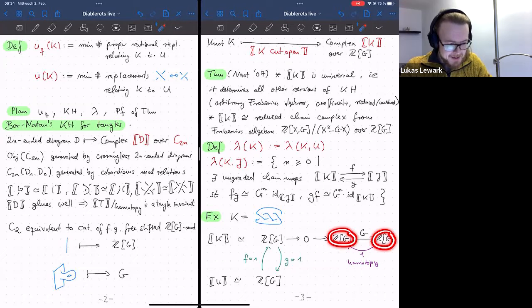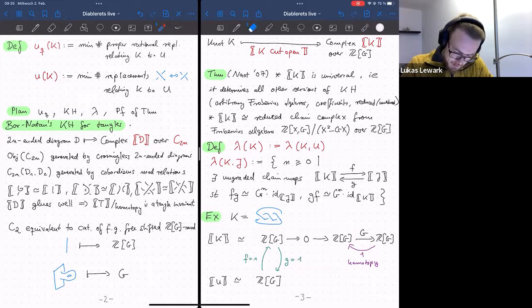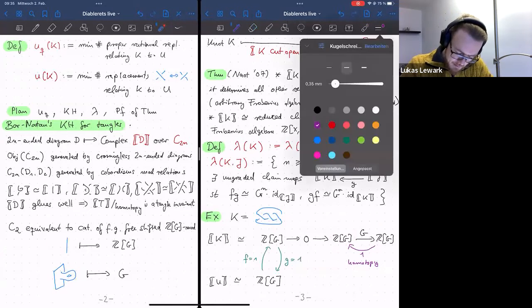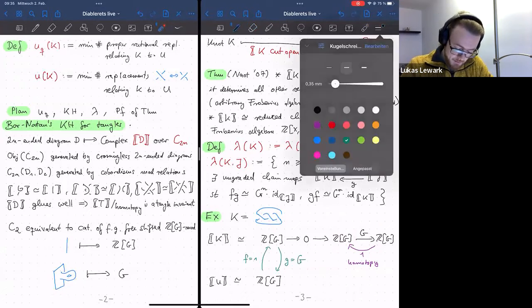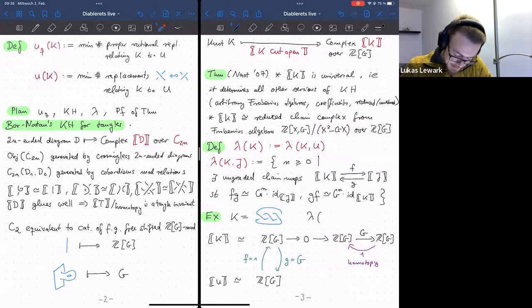But now I have mixed powers. I have exponent 1 here, exponent 0 here. That's not what I want. So I need to modify my maps F and G. Let's take as map G, let's take big G, and now we are happy. So these are maps F and G and the homotopy, proving that lambda of K is at most 1.